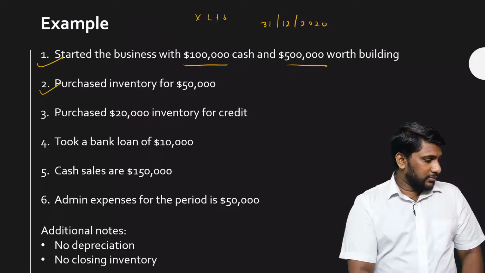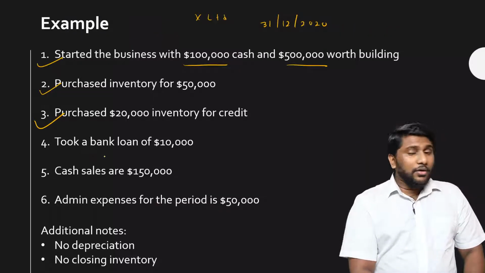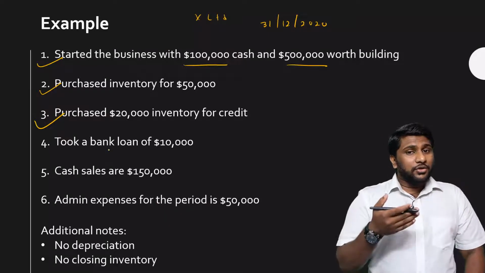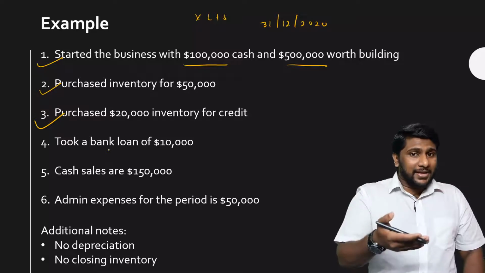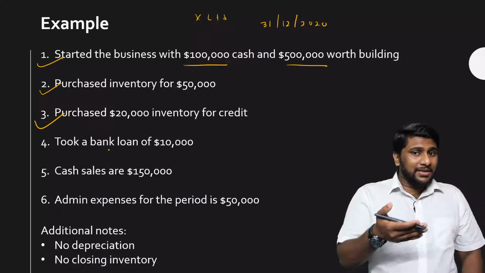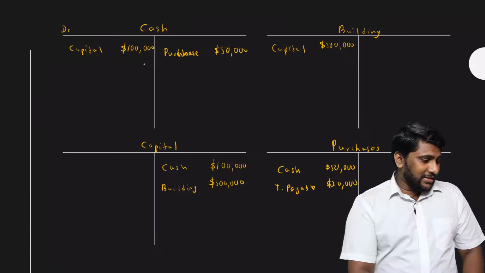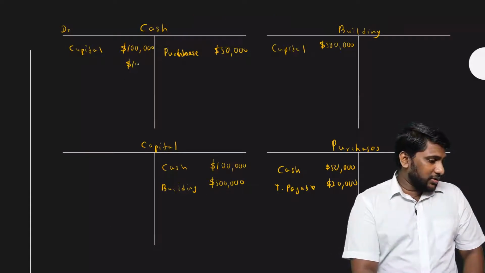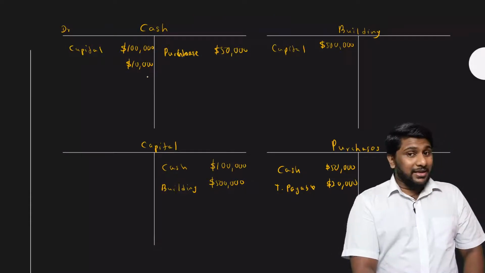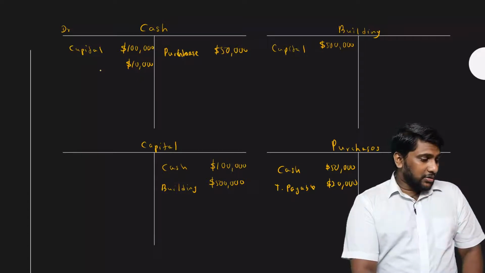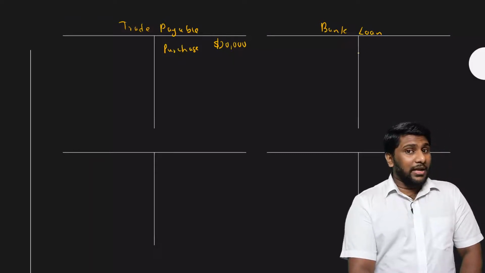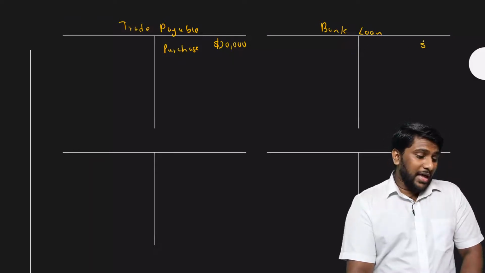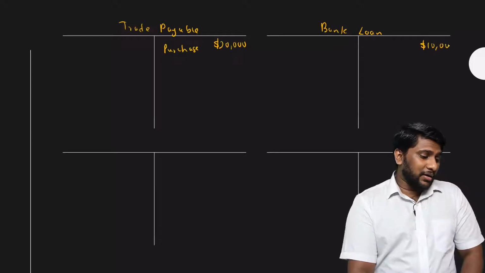Next one. The business took a bank loan of 10,000 US dollars. So if the business takes a bank loan, what will happen? The business will get cash. That means the business is getting some asset. Asset increases. Cash asset increases by how much? 10,000 US dollars. It's a debit record. So I'll open up another account for the bank loan. Bank loan is a liability that we will have to settle in the future. So liability increases. It should be a credit record, 10,000.